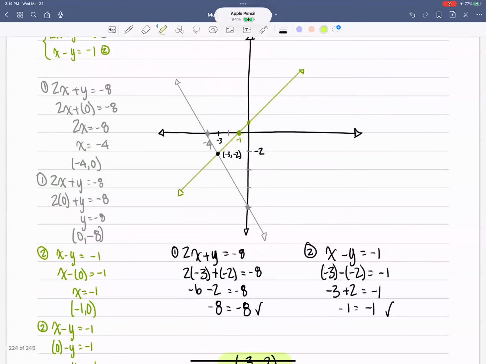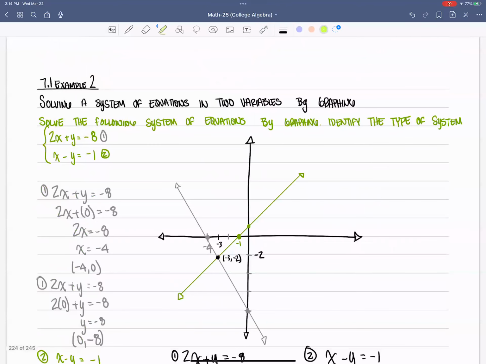And they also wanted us to identify the type of system. So we have a solution to the system of equations. So we have something that's consistent.